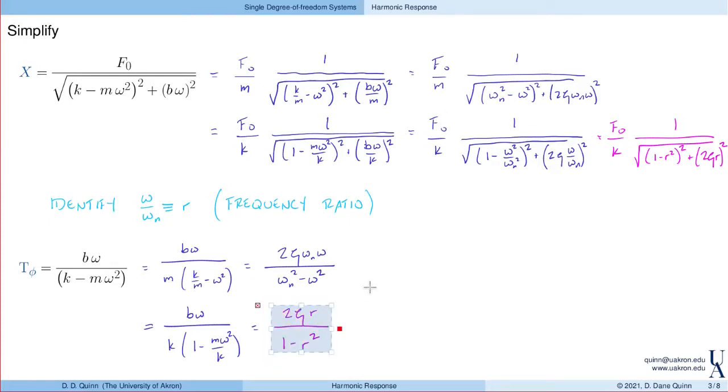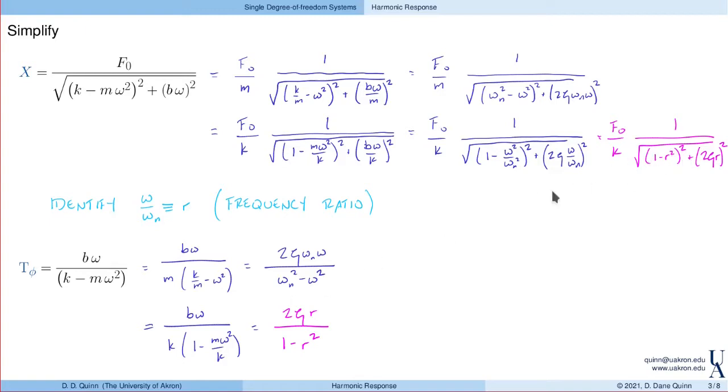So in terms of this frequency ratio and damping ratio, the amplitude can be written as this, and again, remember it's scaled by this f naught over k. And the phase can be written like this, 2 zeta r divided by 1 minus r squared. So we really simplified our expression for the amplitude and phase in terms of these two fundamental parameters: zeta, the damping ratio, which has always been there, and now the frequency ratio, which is new to our analysis of this harmonically forced system.